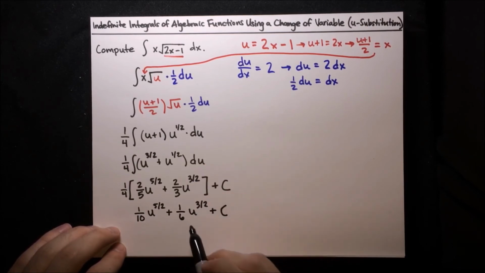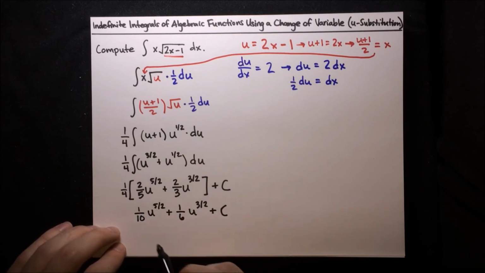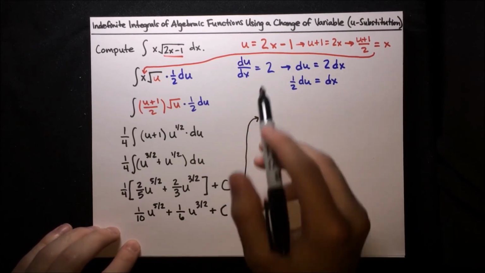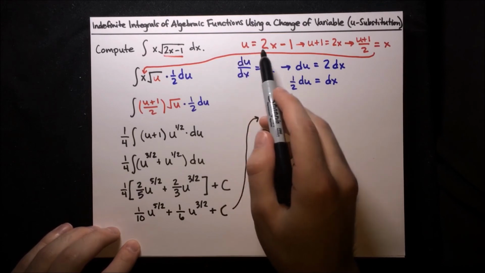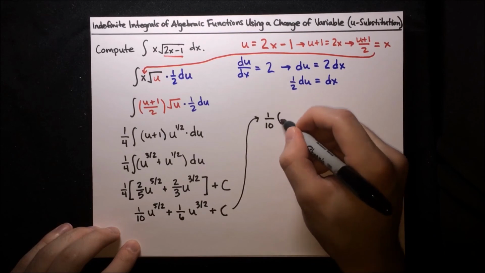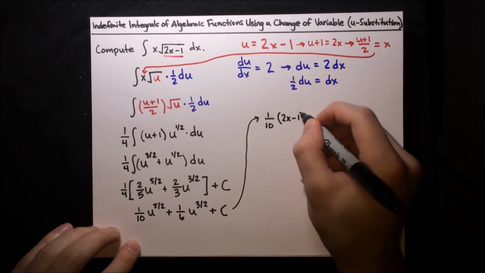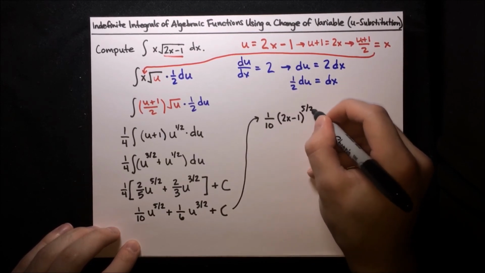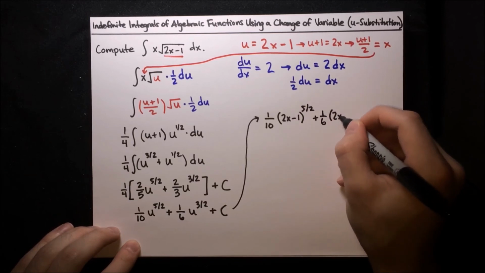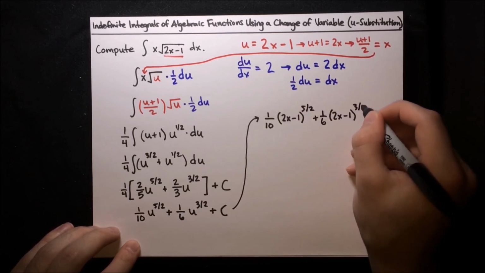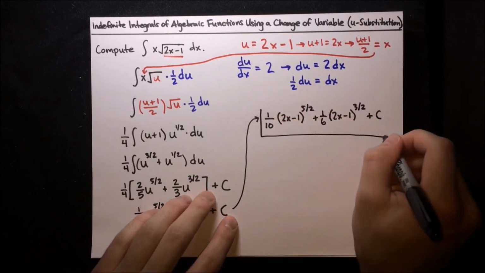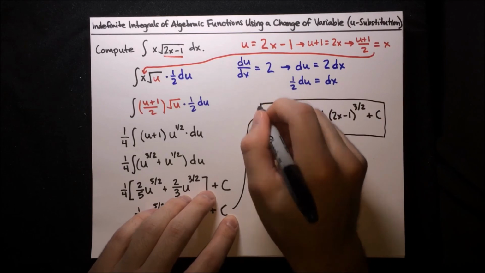And our last step, of course, is to write this all in terms of x. So we'll bring that up here, and then sub in what we had for u. u is just 2x minus 1, so this becomes 1/10 times (2x minus 1) to the 5 halves, and then plus 1/6 times (2x minus 1) to the 3 halves, plus our constant of integration, and here we go. There is the result of the integral.